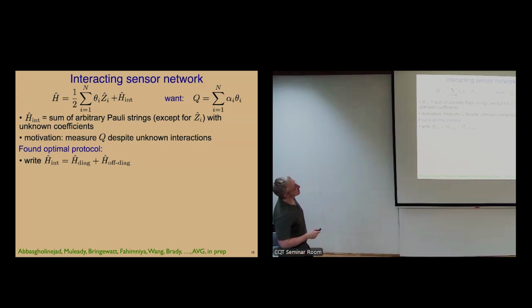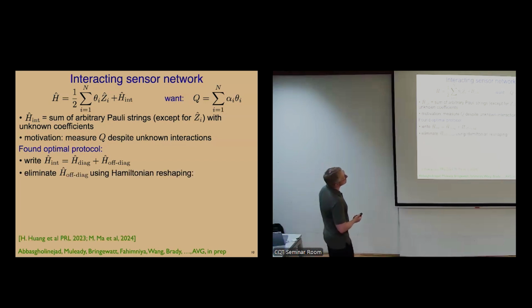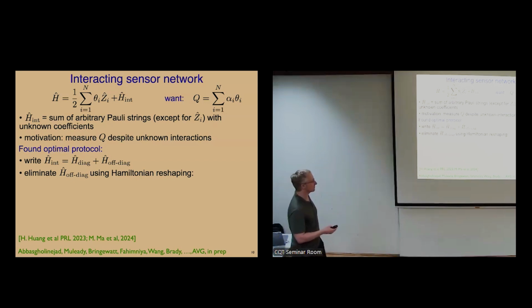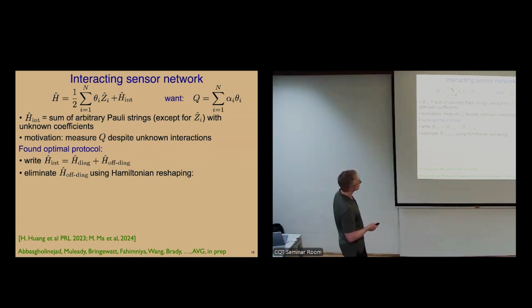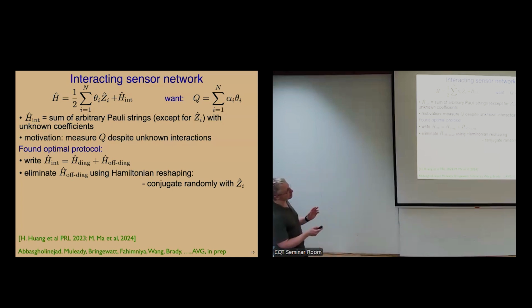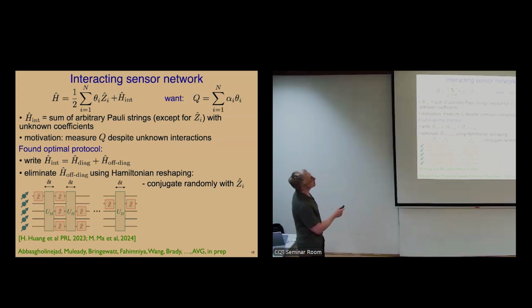You first write your H_int as a sum of things that are diagonal in the computational basis and things that are off-diagonal. And then it's pretty obvious that you can eliminate all the off-diagonal terms using basically a form of dynamical decoupling, or in the modern language, Hamiltonian reshaping. What you do is conjugate your qubits randomly with Z_i's like this. You break your full evolution under this Hamiltonian into little time slices. Then you take random qubits and conjugate each time slice with a Z. So here you conjugated the first qubit, the third qubit, the fifth qubit, and the second qubit.